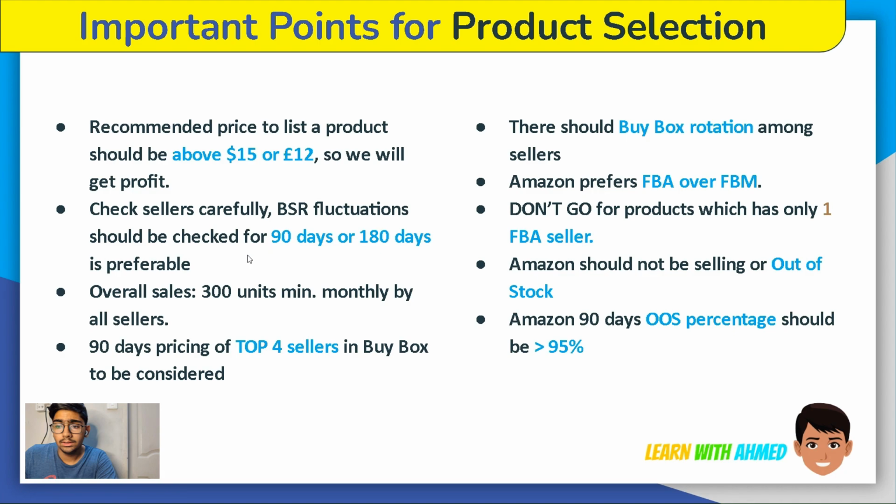Check sellers carefully. BSR fluctuation should be checked for 90 days, or 80 days is preferable. There are some sellers who raise the price of the product to raise the BSR, and then suddenly drop the price, which drops the BSR. There may be fluctuation, so you must check it. Overall sales should be a minimum of 300 units monthly by all sellers. The 90 days pricing of the top four sellers in the buy box is to be considered.